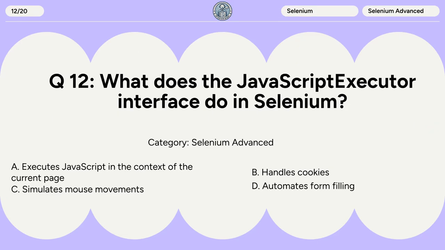Question 12. What does the JavaScript executor interface do in Selenium? A. Executes JavaScript in the context of the current page. B. Handles cookies. C. Simulates mouse movements. D. Automates form filling.